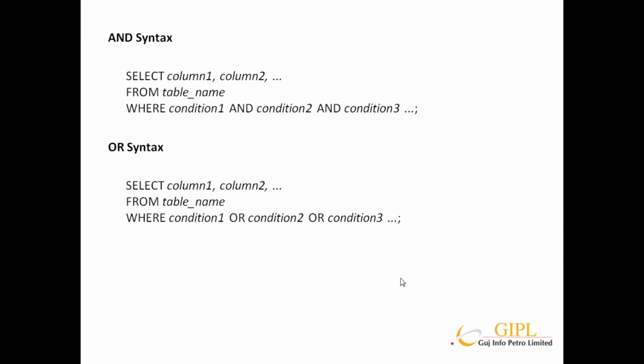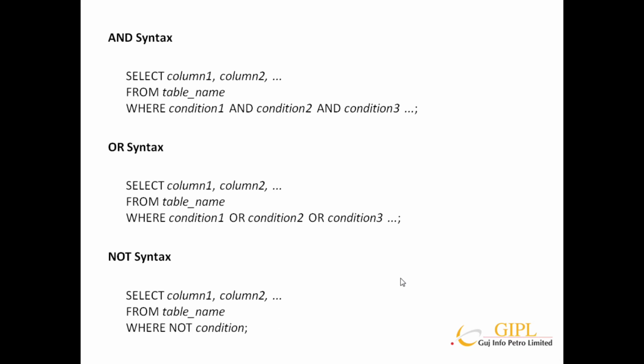Here, in the AND syntax, all the conditions 1, 2, 3, and however many conditions you have mentioned should be true to get the result. Whereas in the OR syntax, any one of the conditions 1, 2, or 3 can be true to get the results. Now let's look at the NOT syntax. Select column 1, column 2 from table name where not condition.